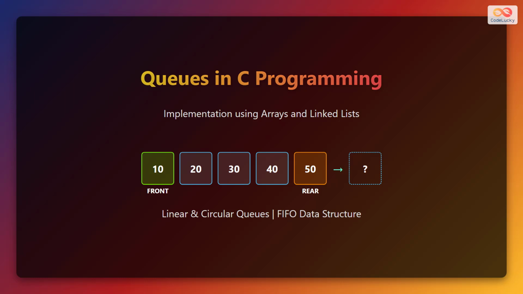Let us explore queues in C programming. We will look at implementations using arrays and linked lists. We will understand the concepts of linear and circular queues, and how queues are a first-in, first-out data structure.